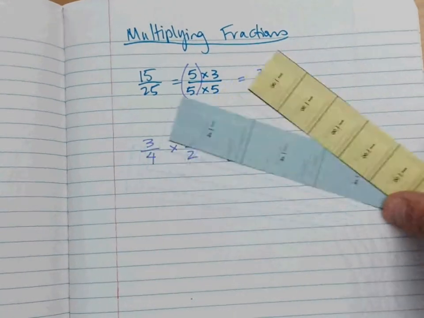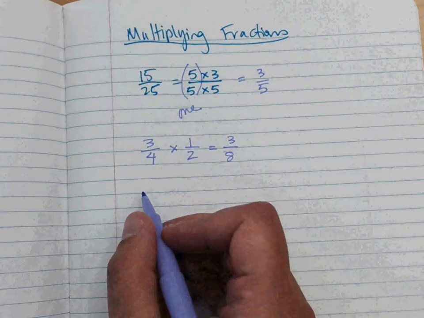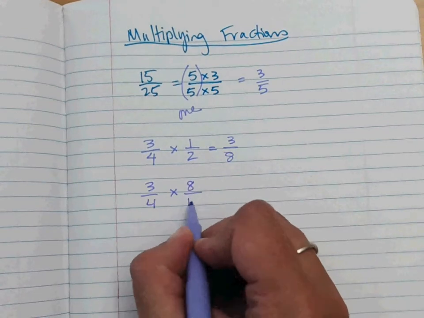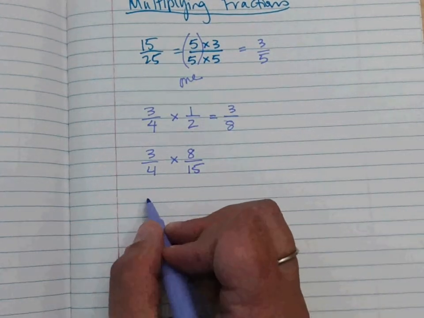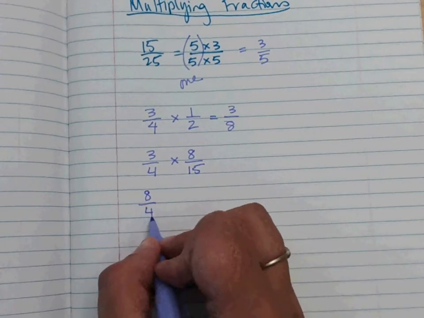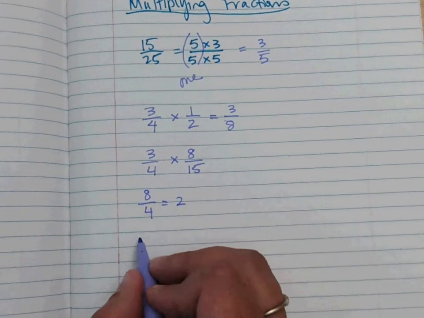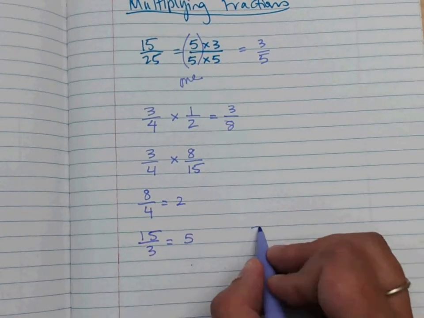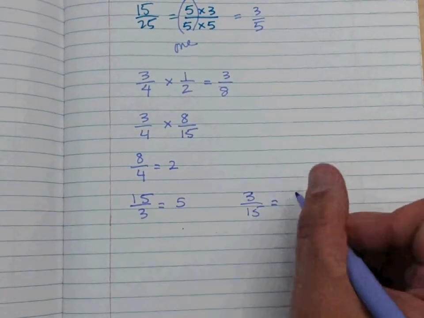Okay? Now, what happens when the fractions get a little bit more complicated? Let's say I have 3/4 times 8 over 15. Well, I want to go back to that idea that you showed before of factoring, because just FYI, what is 8 divided by 4? Does anybody know the answer to 8 divided by 4? 2. Okay. What is 15 divided by 3? 5. What is 3 divided by 15? Oh, actually, that would be 1/5.